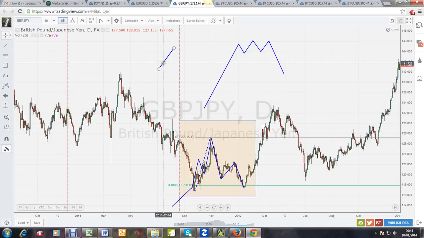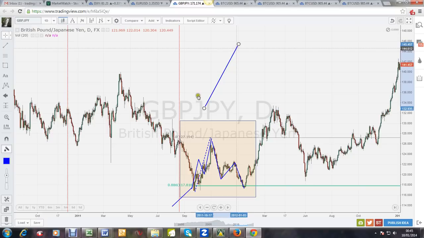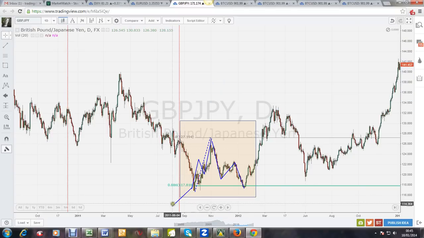But I'm just pointing out that these patterns are ideally meant for reversal. So the question then arises, what is a reversal? What is reversing? And if there's nothing to reverse, then how can you expect a head and shoulder pattern to play out? So in this particular case, coming back to this example, head and shoulder was not the correct recognition of this pattern.